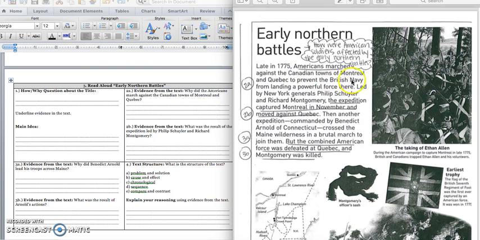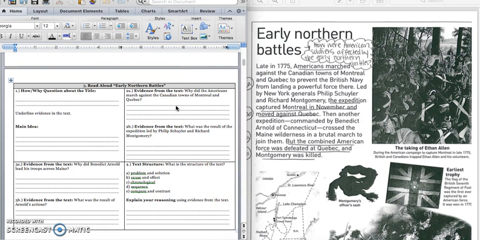To prevent the British Navy from landing a powerful force there. So they were trying to keep the British Navy out of Montreal and Quebec. So they were trying to get there first. And so in 2A, we would write, the Americans marched against the Canadian towns of Montreal and Quebec in order to prevent the British Navy from setting up their forces there. Press pause to write down your answer and play when you're ready for 2B.